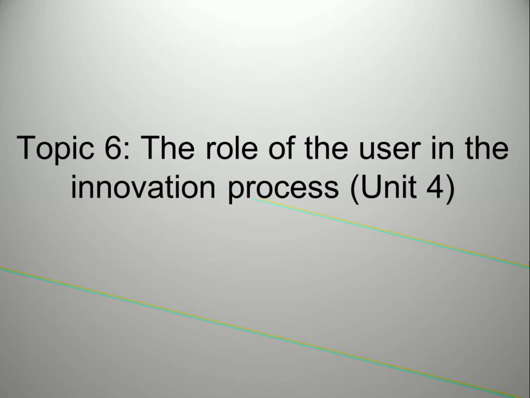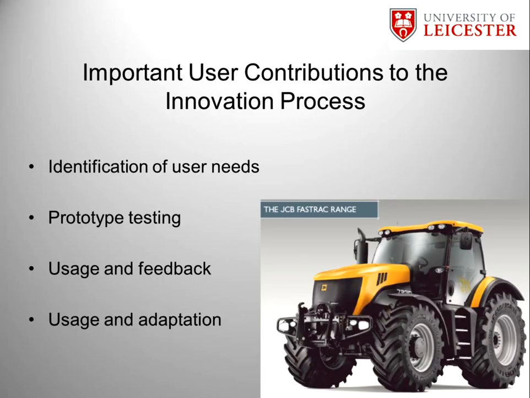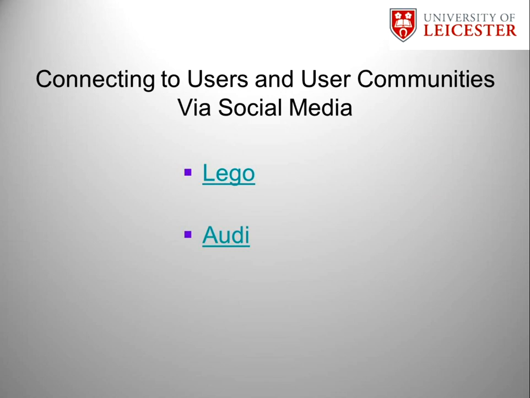The sixth topic, which I'll briefly mention, is the role of the user in the innovation process. As you recall in Unit 4, I talked about the importance of external sources, and in particular the role of users, and you can see from the lecture that users have all sorts of important contributions to make with identifying needs, testing prototypes, giving feedback on those prototypes or final models, and perhaps using and adapting and helping the adaptation of those products and services. And there are all sorts of ways that I mentioned that users can be connected with, for example, social media.